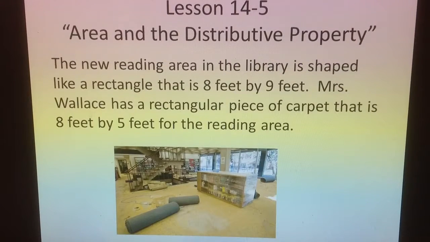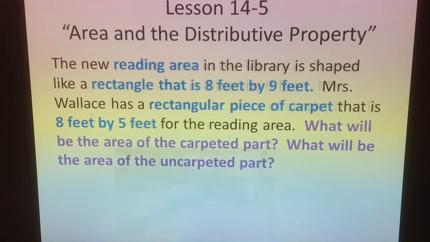The new reading area in the library is shaped like a rectangle that is 8 feet by 9 feet. Mrs. Wallace has a rectangular piece of carpet that is 8 feet by 5 feet for the reading area. On this slide I put in blue the important information and I added a question in purple. The reading area is a rectangle that is 8 feet by 9 feet. In my mind, I'm picturing a big rectangle. A rectangular piece of carpet is smaller than that, only 8 feet by 5 feet. And then the question: what will the area of the carpeted part be?